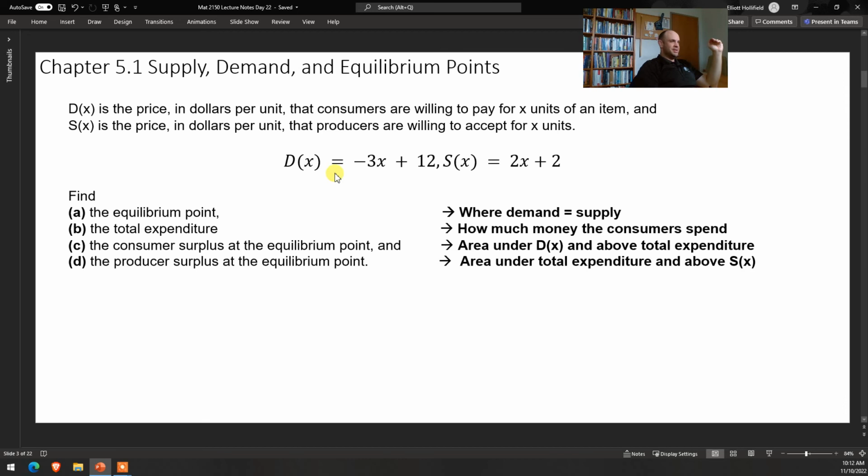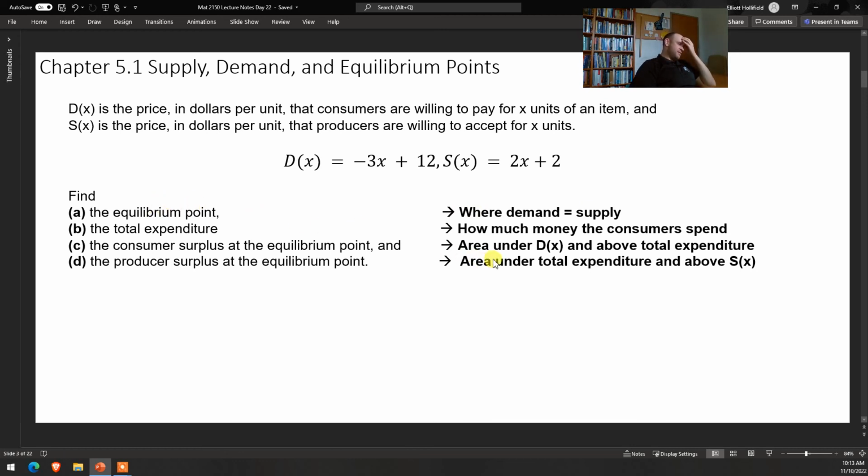This would be the ideal price for both the consumers and the producers, where the demand is equal to the supply. Then we will find the total expenditure. We can think of that as how much money the consumers spend when they spend the amount of money that corresponds to the equilibrium point.